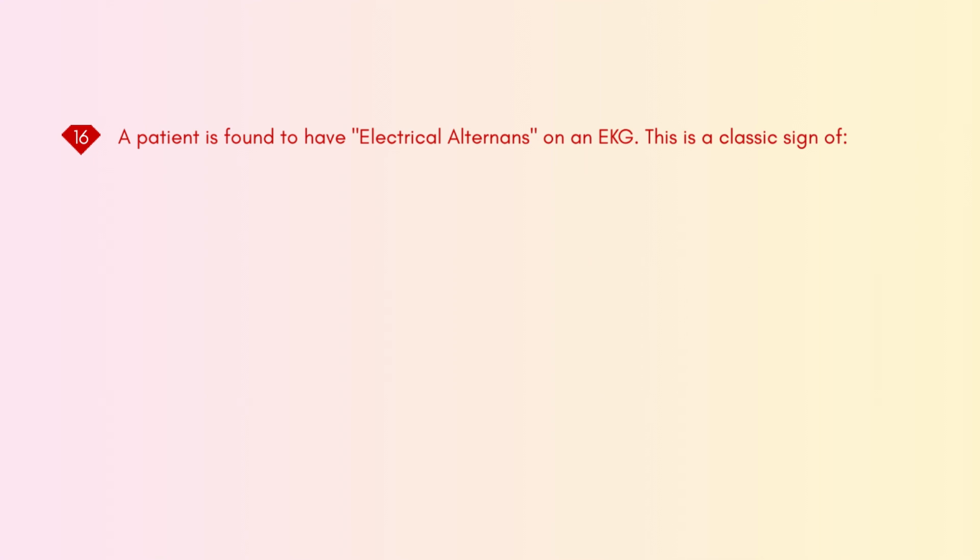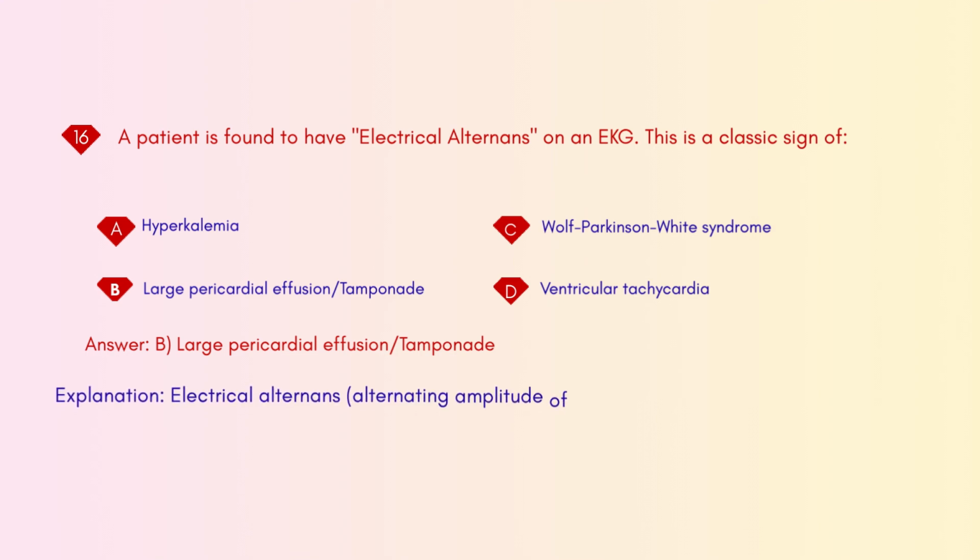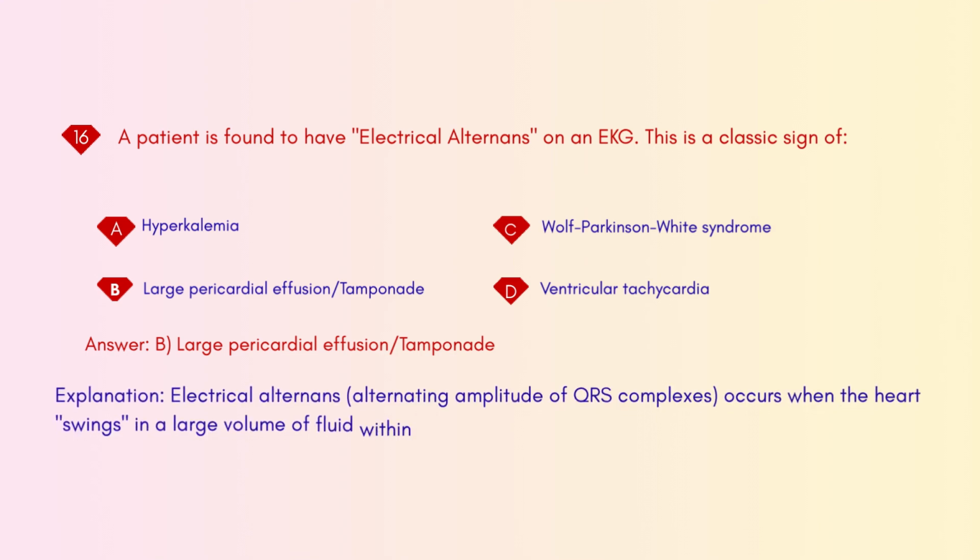A patient is found to have electrical alternans on an EKG. This is a classic sign of A. Hyperkalemia. B. Large pericardial effusion/tamponade. C. Wolff-Parkinson-White syndrome. D. Ventricular tachycardia. Answer, B. Large pericardial effusion/tamponade. Explanation: electrical alternans, alternating amplitude of QRS complexes, occurs when the heart swings in a large volume of fluid within the pericardial sac.